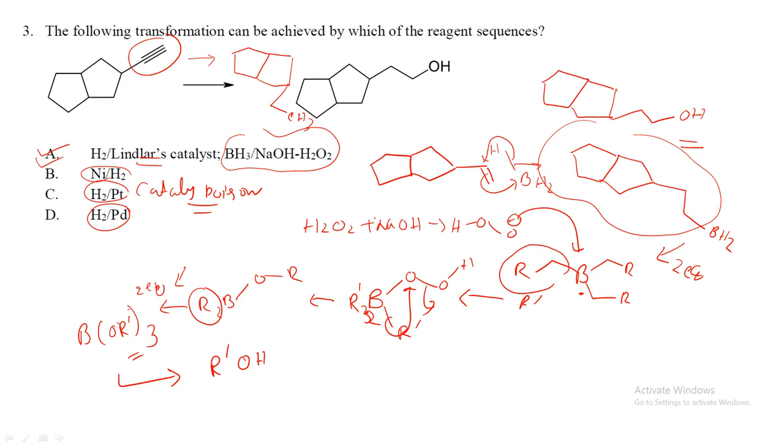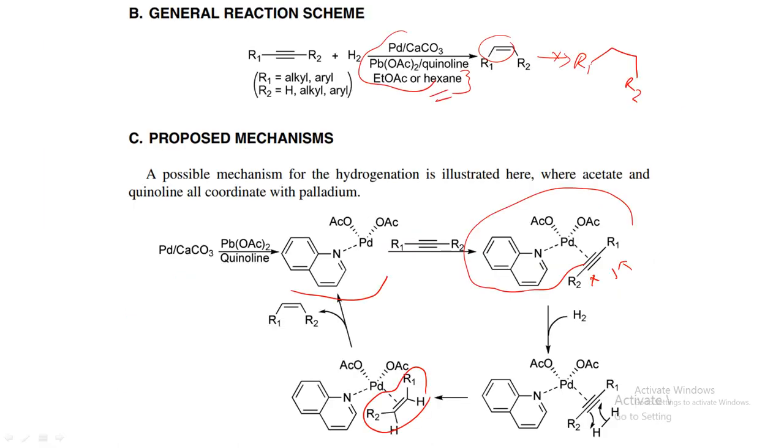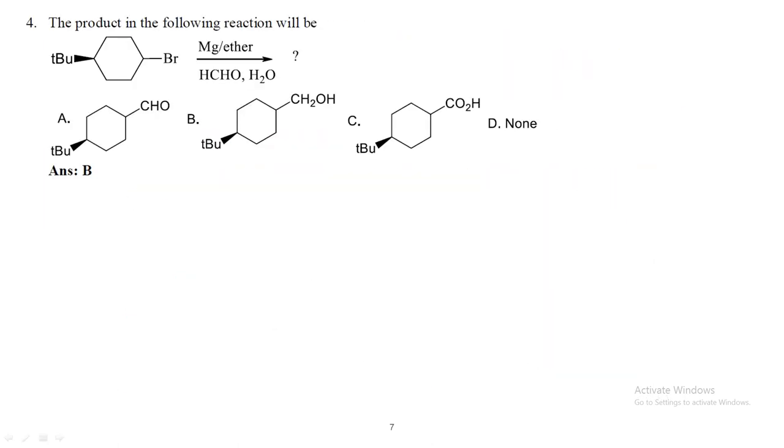The reduction will not stop in alkene form. It would reduce the molecule in this alkene chain. So that's why B, C or D should not be the correct option. So I have explained this now. This is the next problem.